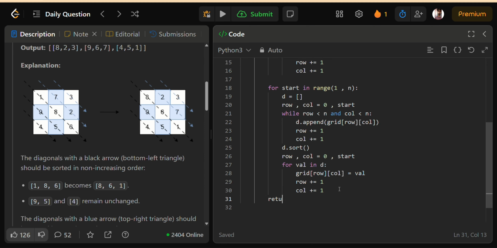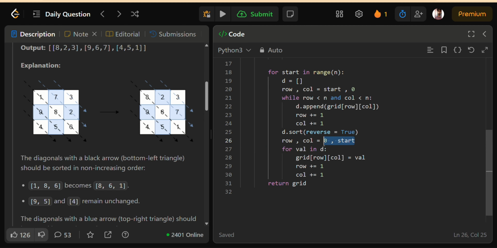Another important insight is to carefully separate the problem into two parts, the upper diagonals and the lower diagonals, because the sorting order is different. Once you make that distinction, the implementation becomes straightforward. This approach also shows how powerful it can be to break down a problem into smaller, well-defined subproblems.